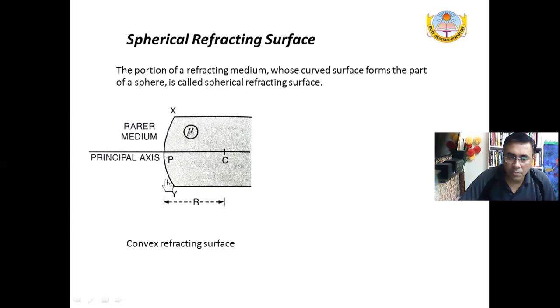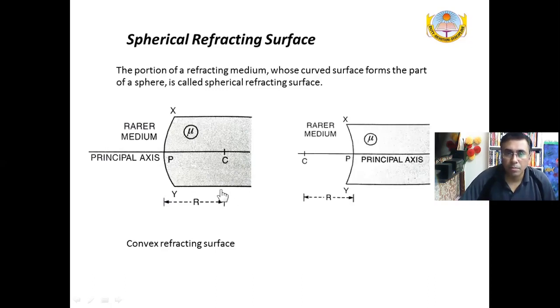Now this curved surface is basically a part of a sphere, or you can say a part of some spherical body whose center lies over here. This point C, the center of this spherical surface, is known as the center of curvature. This is exactly the same terminology we use for spherical mirrors. Now let's look at the other refracting surface.